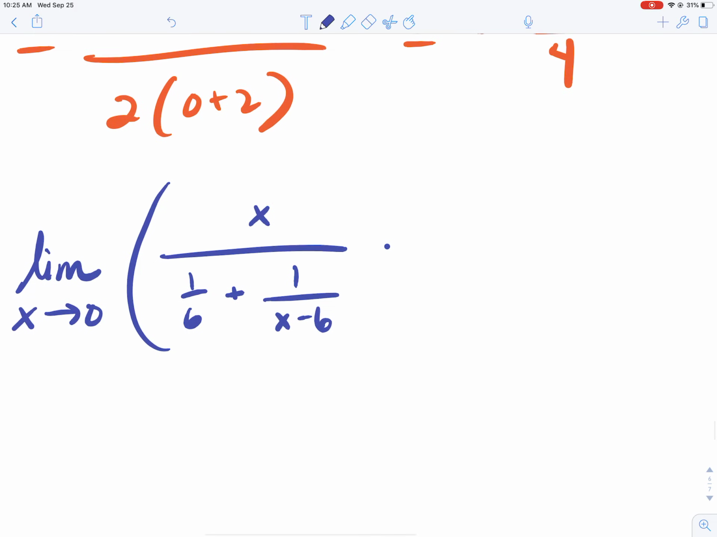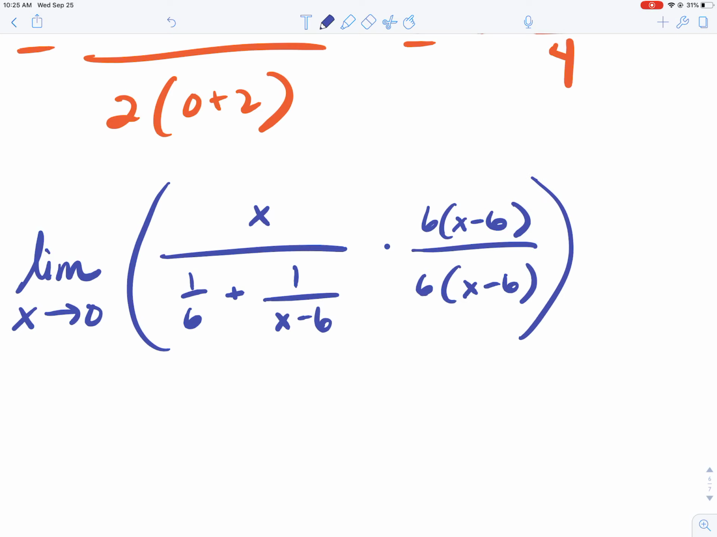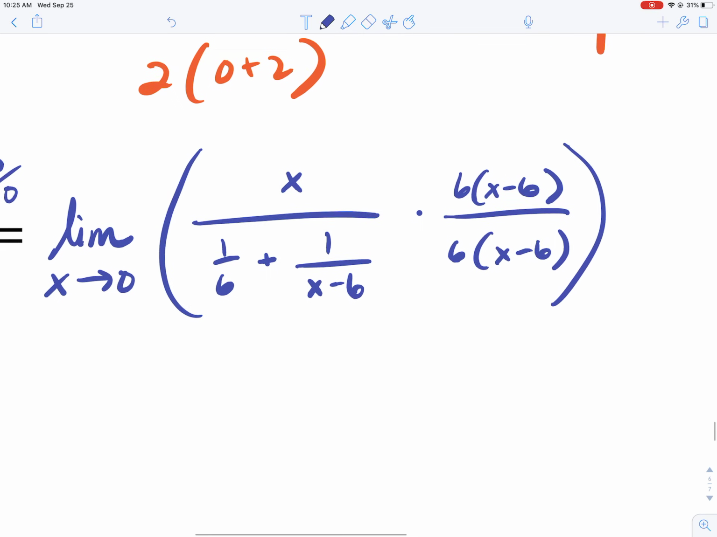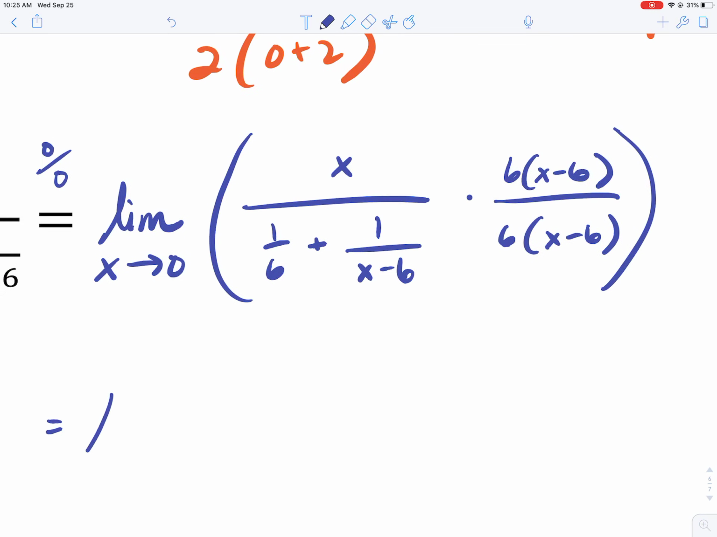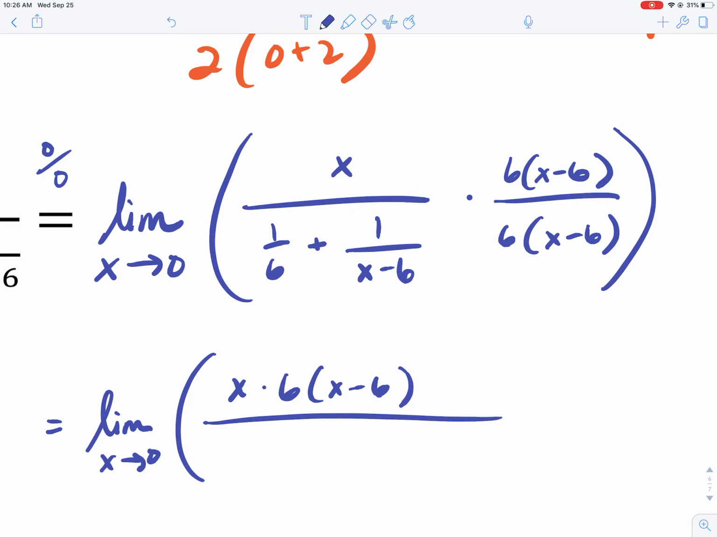And I'm going to multiply by the least common multiple of the denominators of the complex fractions, which will be 6 times x minus 6 over 6 times x minus 6. So what I'm describing is finding the smallest common denominator of the complex fractions. Okay, the numerator will be x times 6 times x minus 6. I'm leaving that factored because I know I want that x to cancel.